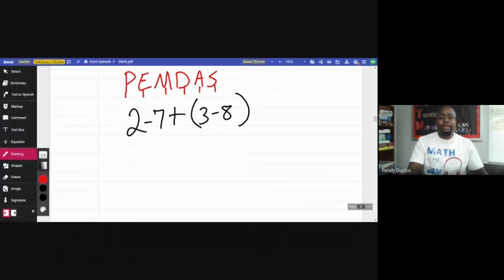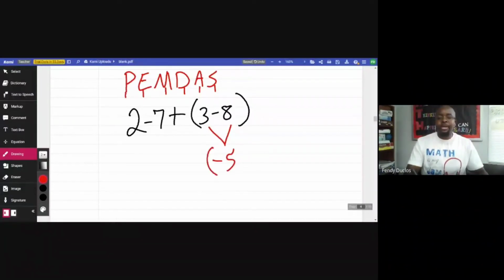So I want to see, do I have anything that is within parentheses? Yes, of course. So within this parentheses, I have 3 minus 8. If you missed our lesson on adding and subtracting positive and negative integers, you may want to go back and watch that video first to make sure that you understand how to add and subtract positive and negative numbers. Okay, 3 minus 8, that's going to give me negative 5.